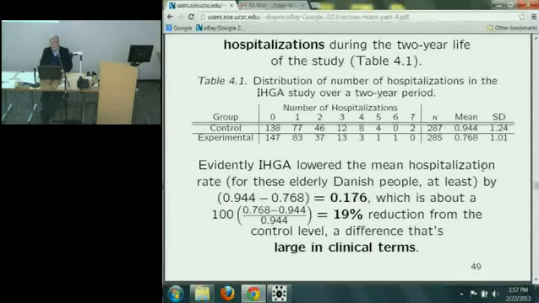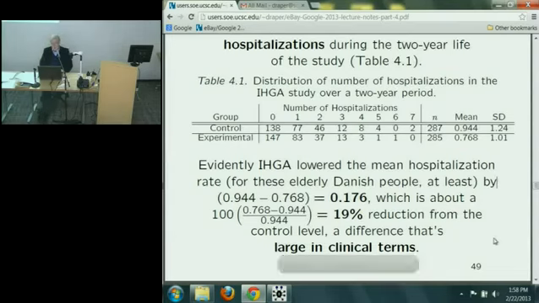But then the cost has to be factored in also, because IHGA is not free. You have to train nurses, they have to be given special training, and they have to take time that they're paid for to go out to people's houses and do it. I'm not going to show you the cost-benefit analysis results, but it turned out that this was good. This intervention was good both from a benefit point of view, and also from a cost-benefit point of view. And the Danish government did implement it on the basis of this experiment.